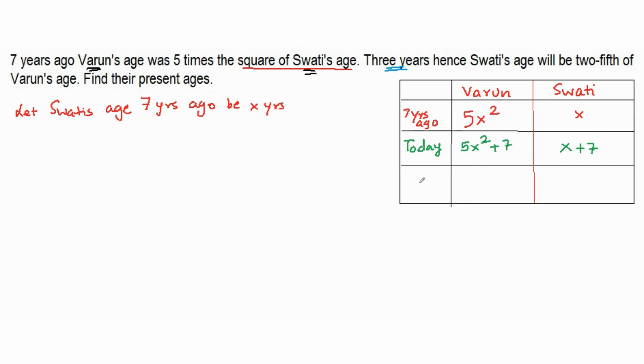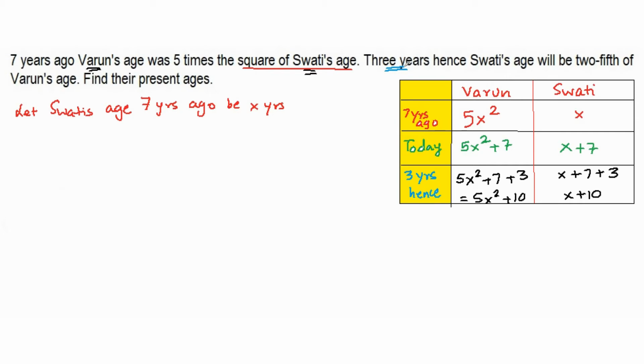Now 3 years hence, so the commonly asked question is, when are these 3 years counted from? So 3 years hence, everything is always counted with respect to today's age, right? So when they say 3 years hence, it means 3 years from today. Okay. So if Varun's age is 5x square plus 7 today, then 3 years later his age will be given by 5x square plus 7 plus 3, and Swati's age will be x plus 7 plus 3. So therefore Varun's age is 5x square plus 10 and Swati's age is therefore x plus 10.